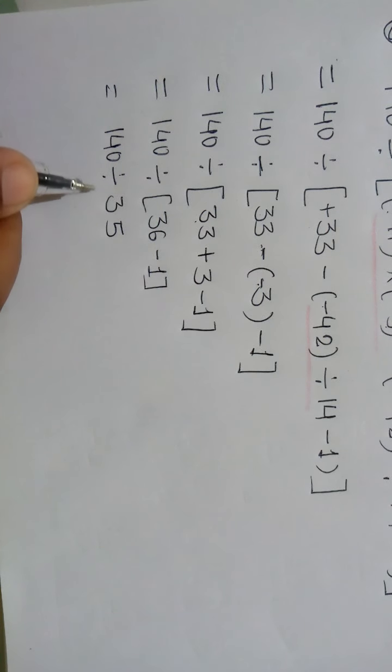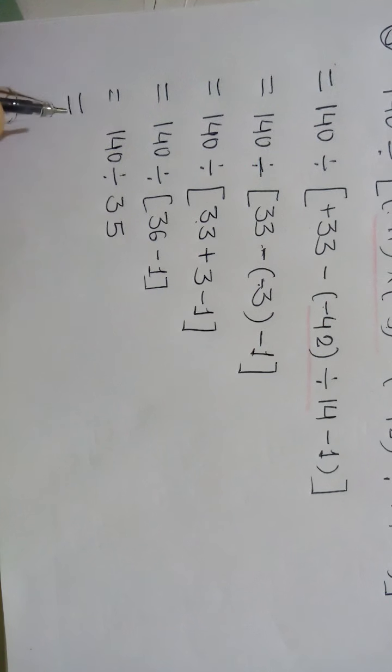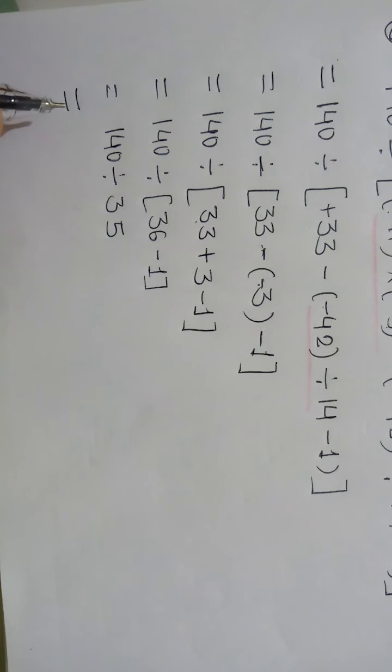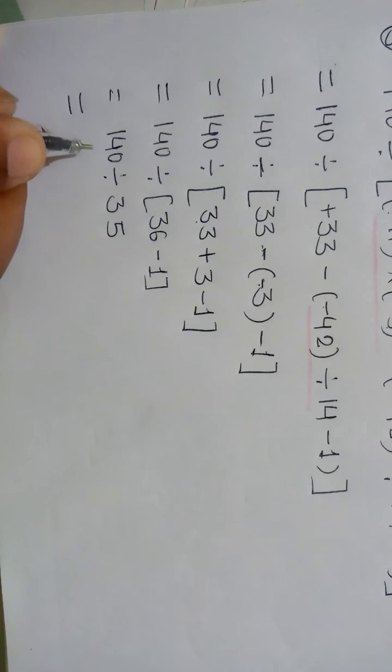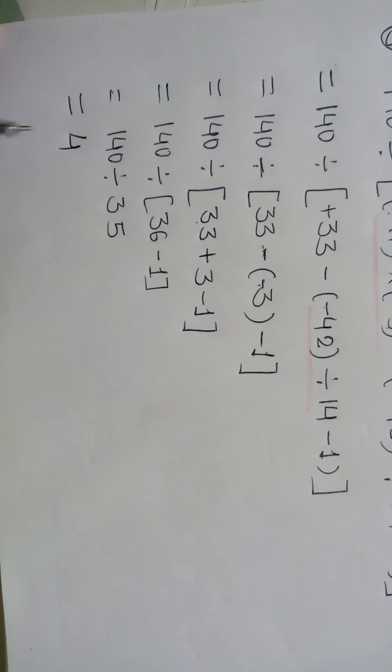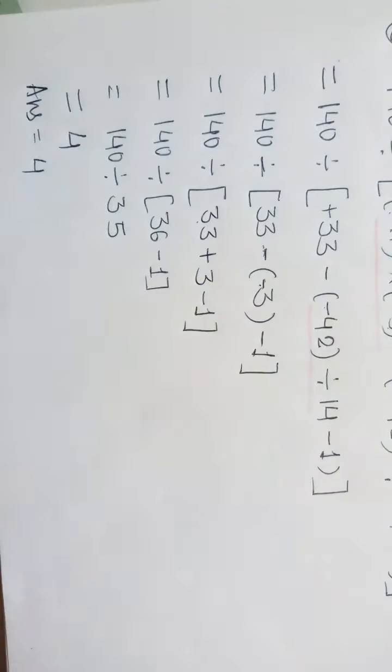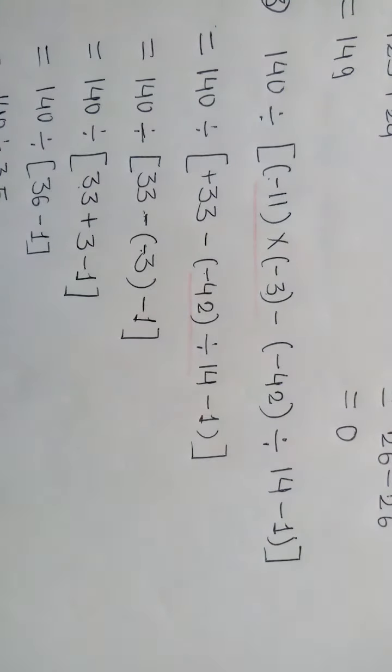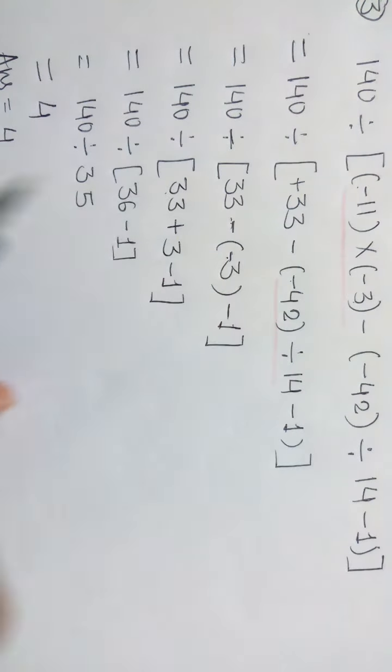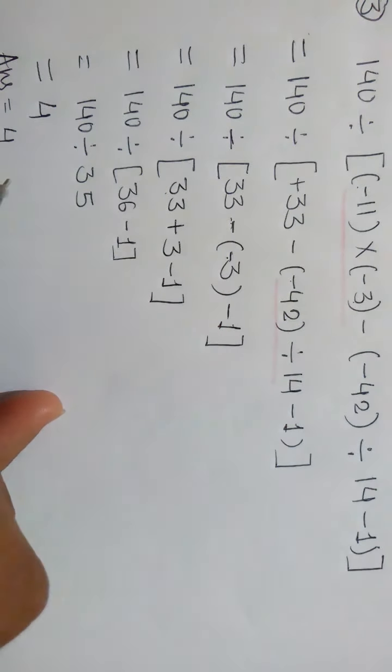Now 140 divided by 35 we will do. So what is the division? 140 divided by 35. Yes, correct, 35 4s are 140. So write here 4. The division is 4. So our answer is 4. The answer of this big expression is 4. See this example, if you follow all the rules properly, you will get the correct answer.